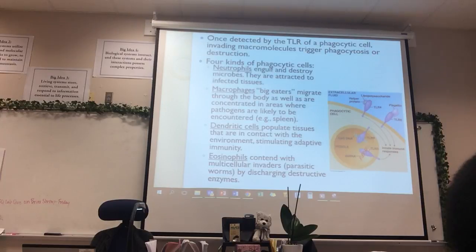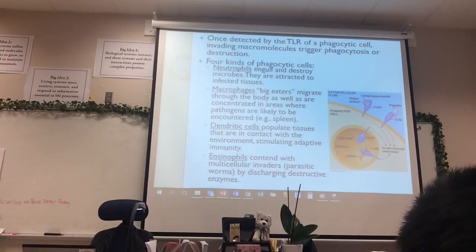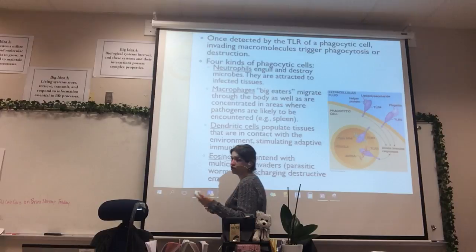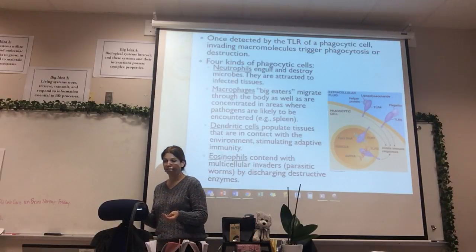But then we also have neutrophils and macrophages. Neutrophils are attracted to infected tissues and engulf and destroy whatever is causing the infection, whereas macrophages migrate through the body, through the blood and the lymph, but are concentrated where pathogens are most likely to be encountered, such as areas like the spleen. All 4 of them, in general, do the same thing.